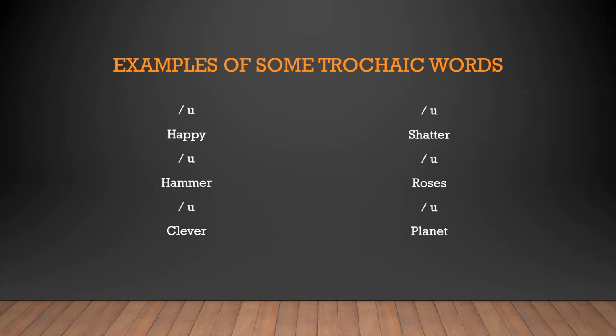Here are just a few examples of some trochaic words. Happy, as you can see with the two syllables there, one stressed, one unstressed. Hammer, cleaver, clever, shatter, roses, and planet. So those are just some examples of words that are built in trochaic, but the combination of words together can also make a trochaic sound. It doesn't necessarily need to be a word in and of itself that does it. Sometimes the combination of two words will actually make that sound itself.